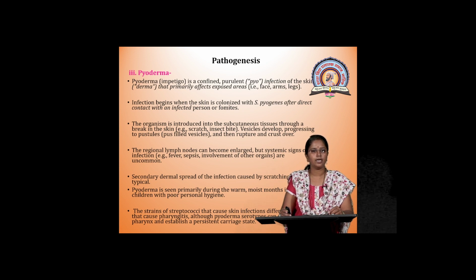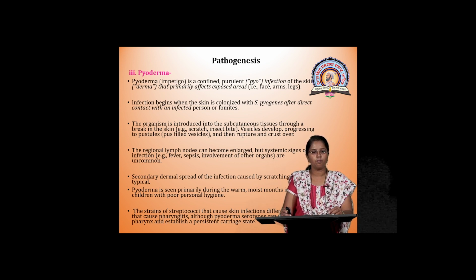It is the skin infection that primarily affects the exposed areas of the body like face, arms and legs. The infection begins when the skin is colonized with Streptococcus pyogenes after direct contact with an infected person or fomite. The organism is introduced into the subcutaneous tissue through a break in the skin. Vesicles develop, progressing to pustules, and then rupture and crust over.